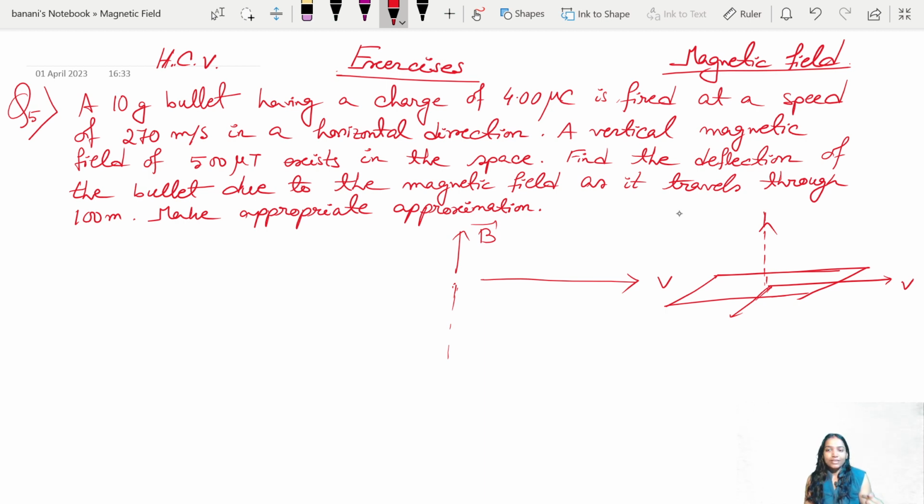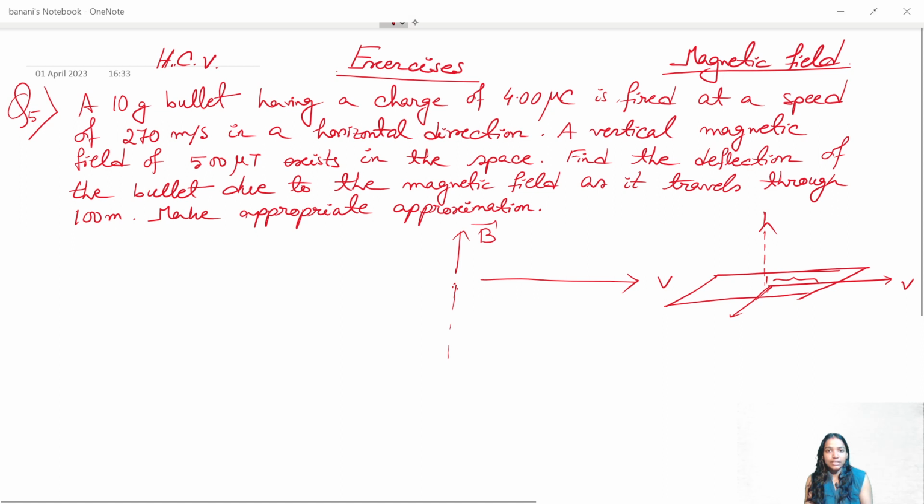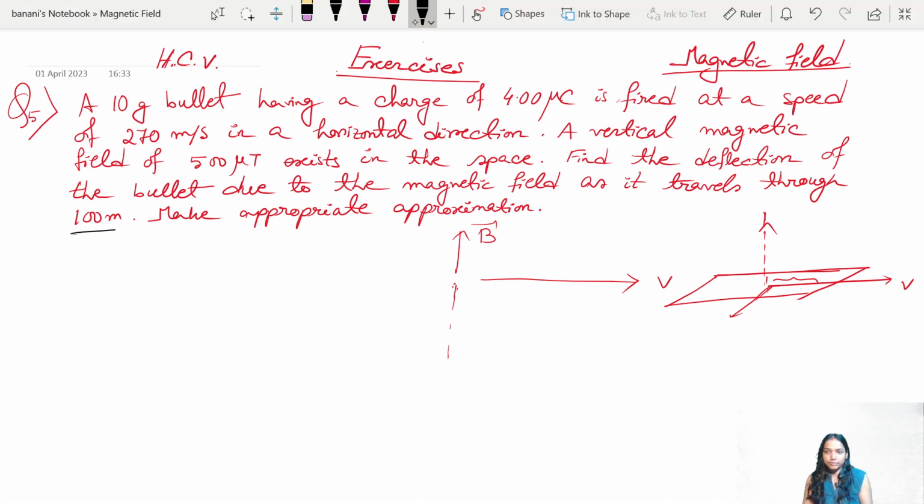So when it travels 100 meters in this direction, there is a deflection towards this side, and we have to find out this deflection. Let's denote it as s. Along this direction there is no initial velocity, so it is just 0, and s equals half a t square.